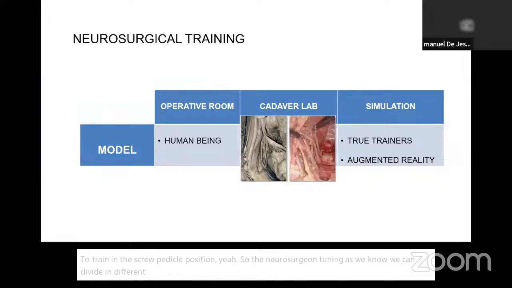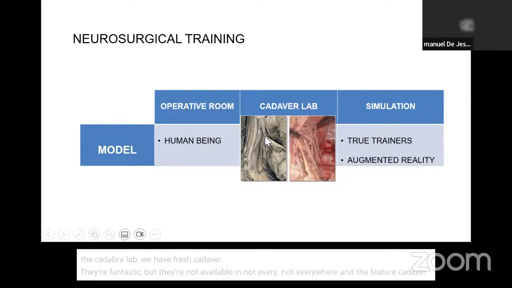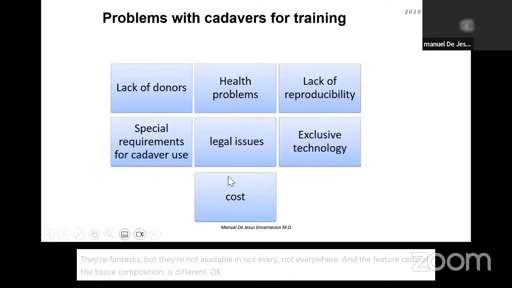A part in the operation room, but again, we cannot say it's a part of training because ethically it's not right. So we have the cadaver lab and we have the simulators. The cadaver lab, we have a fresh cadaver. They're fantastic, but they are not available everywhere. And the fixed cadaver, the tissue composition is different, okay? So the problem with the cadaver for training is we have the lack of donors.